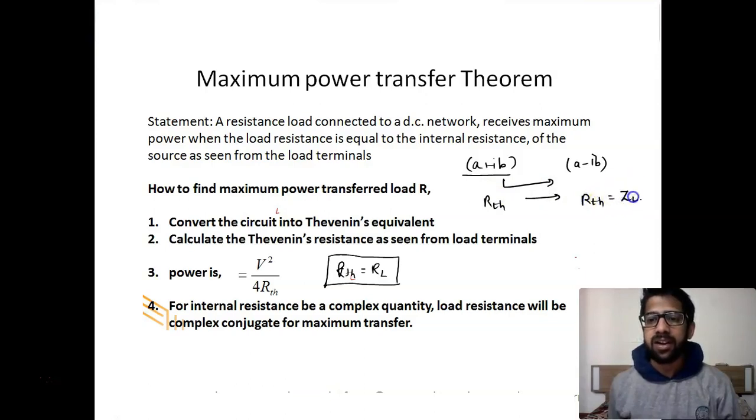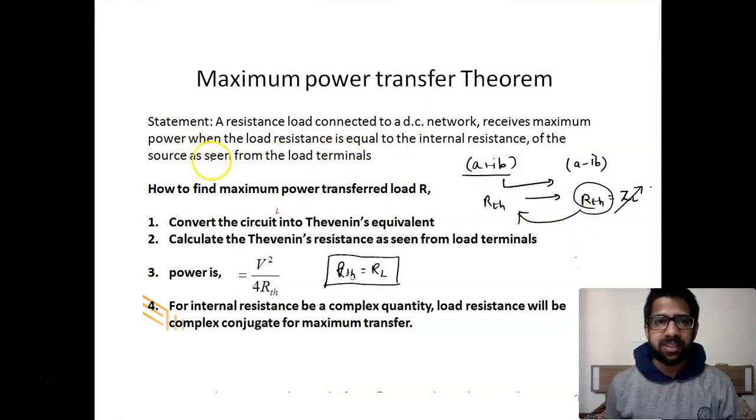So if your load resistance is variable, you should choose resistance equal to the internal resistance of the supply so that your load will draw maximum power. What is the formal statement for maximum power transfer theorem? A resistive load connected to a DC network receives maximum power when the load resistance is equal to the internal resistance of the source as seen from the load terminals. This statement is only for real resistances. So when there are complex resistances, the load resistance should be the complex conjugate of the internal resistance.